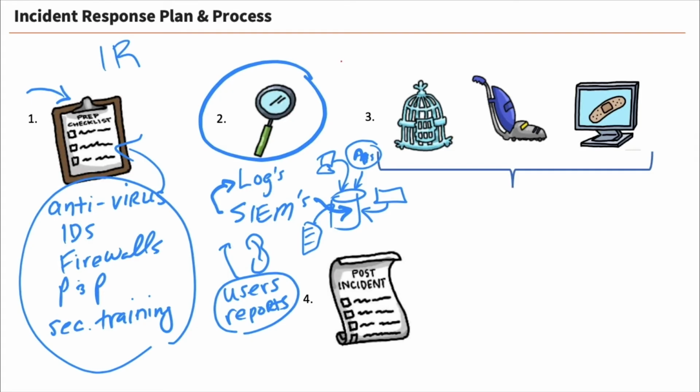Then we go on to step 3 over here. And you'll see there's 3 images. That's because, first of all, we have containment. We're going to contain it. We're putting it in a cage, we're locking it down, we're isolating the infected systems.